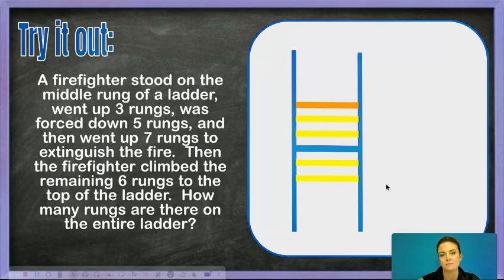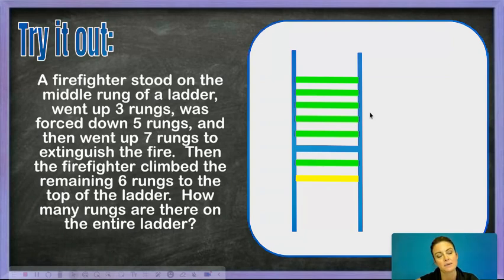Then I go up 7. Remember, I'm not going to count the rung I'm standing on. I'm going to count the rungs that I actually move on. So I go 1, middle rung is 2, 3, 4, 5, 6, and 7 rungs. And that's where I am now. And then I finally climb the 6 rungs to the top. Okay? I'm not going to draw those in. You can. You might have, right? But for me, a symbol with an arrow and a number 6 is fine. I know what I'm talking about.